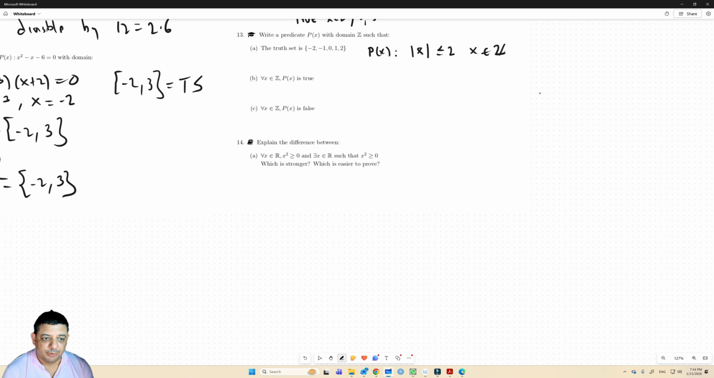Now, for all x that belongs to C, is p of x true? No, this is false. Because I can take any number that is outside of this set, and it's not going to work out. So x equals 3. 3 has bigger absolute value than 2. Now, for all x that belongs to C, p of x is false. Now, this is also false because we do have examples. So x equals 0 has absolute value of 0 being 0, which is less or equals than 2.